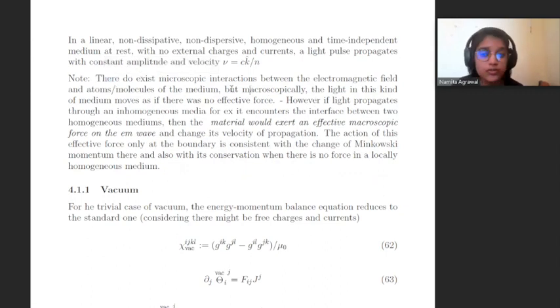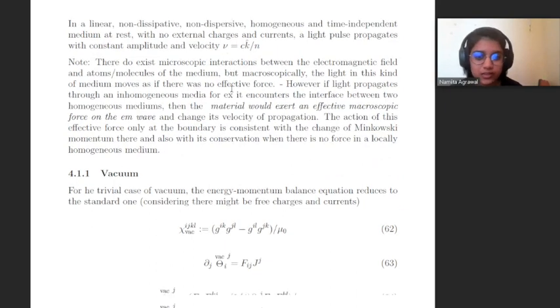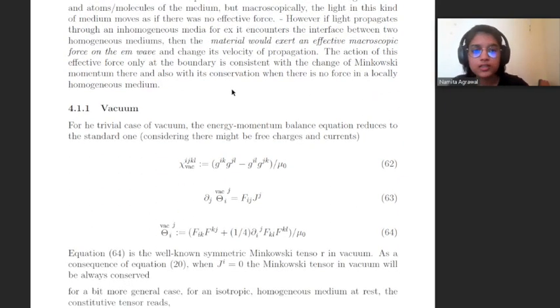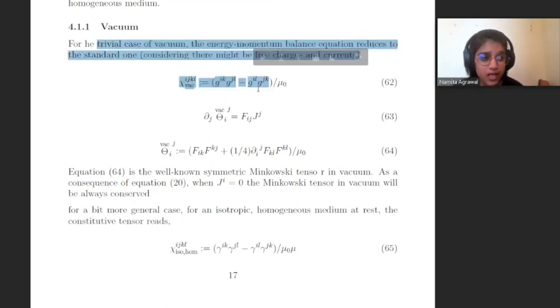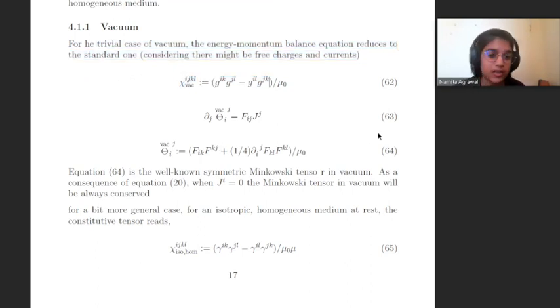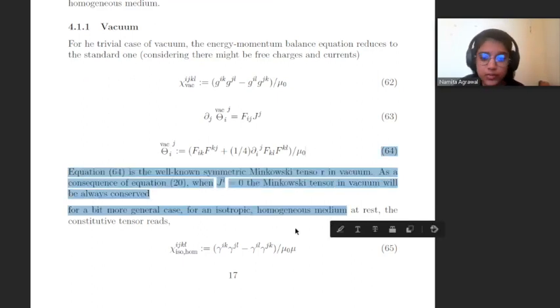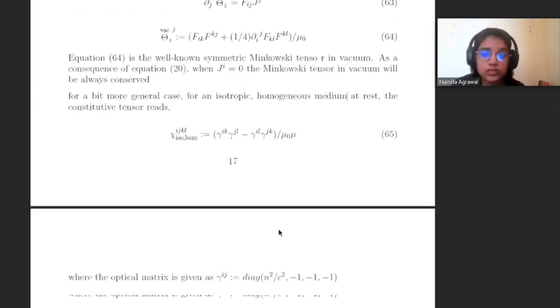Okay, now for the case of vacuum, it can have free charges, but it won't have any bound charges. So essentially, the FIM contribution, that is the effective material contribution, would be zero. So the divergence of the stress energy tensor would just look like this, and theta has this well-known symmetric Minkowski tensor form. Now for a more general case of an isotropic homogeneous medium, the expression takes this form where gamma is dependent on the refractive index of the medium.